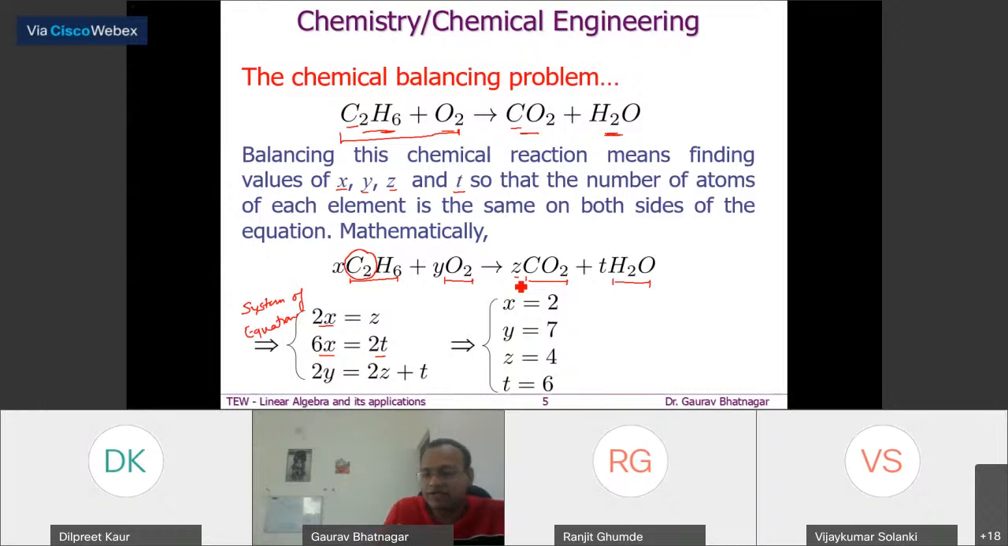So now, when you solve this, you can solve it quickly. Again, you can take the Gaussian elimination method or any kind of method. Then you can find that the value of x is 2, the value of y is 7, the value of z is 4, and the value of t is 6. So when I put 2 here, 7 here, 4 here, and 6 here, I am going to get a balanced equation. The meaning of a balanced equation is that the number of atoms before the reaction and after the reaction are going to be the same.